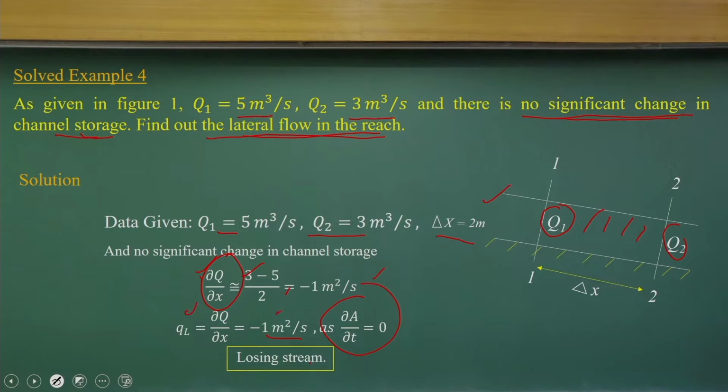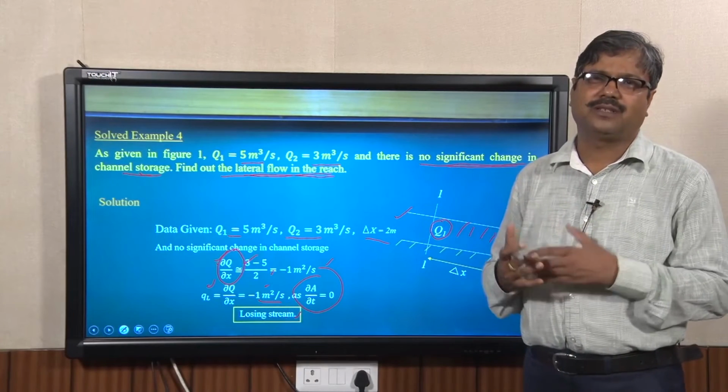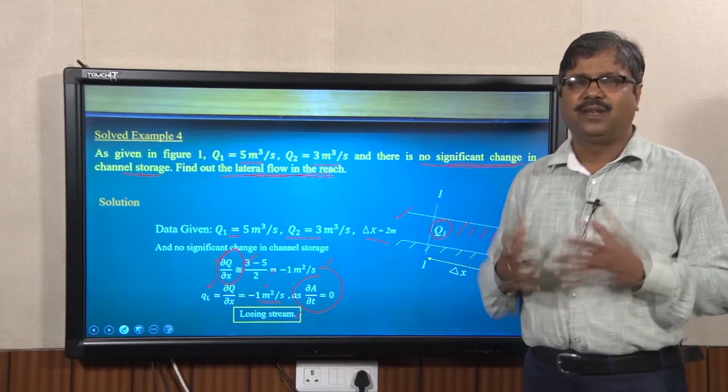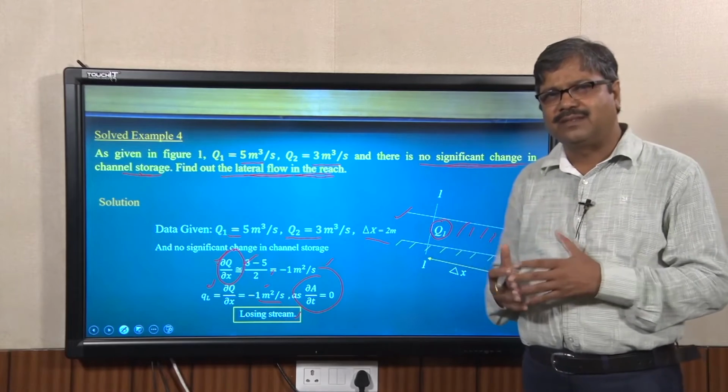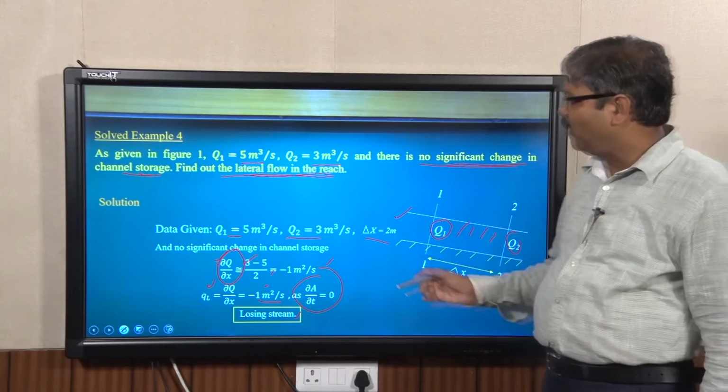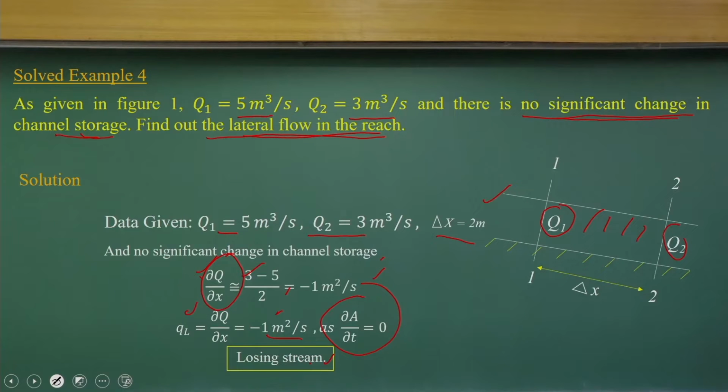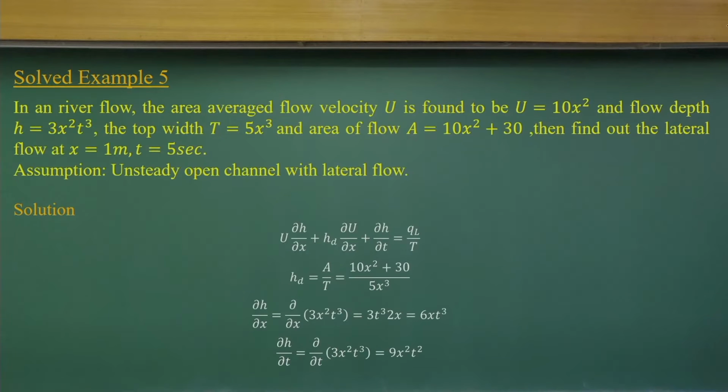As it is negative, it indicates that it is a losing stream. In the same way, if I have a series of discharge observations at different intervals, we can find out which stretch of the river is losing or gaining. We can do that with the simple mass conservation equation, following it here with the assumption that there is no significant change in the channel or floodplain storage. This is a practical problem we generally solve.